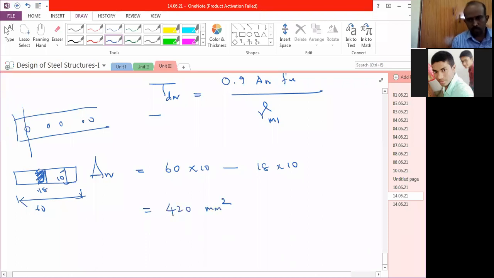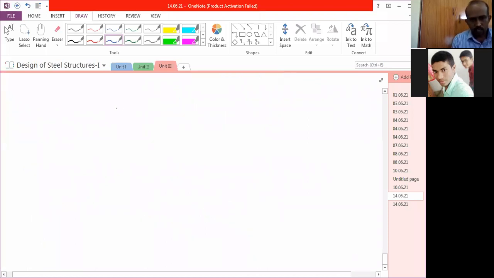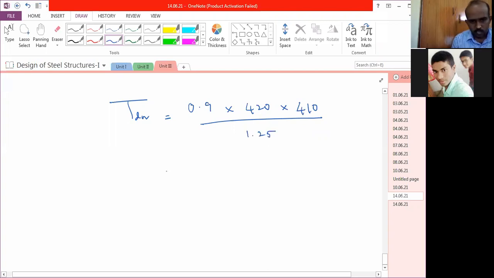420 mm square. So substitute in the above equation. TDN is equal to 0.9 multiplied by 420, multiplied by FU, sorry, FU value 410 Newton per mm square, divided by gamma M1. M1 will be 1.25. So what is the answer?